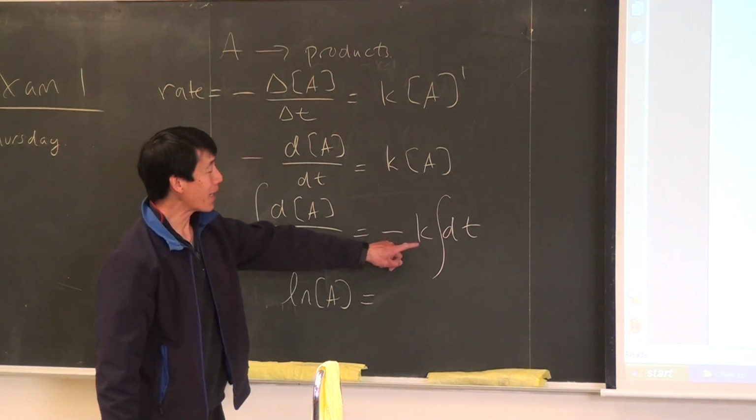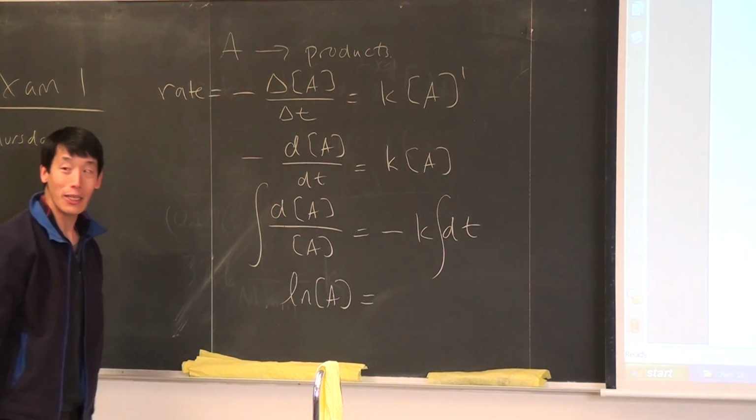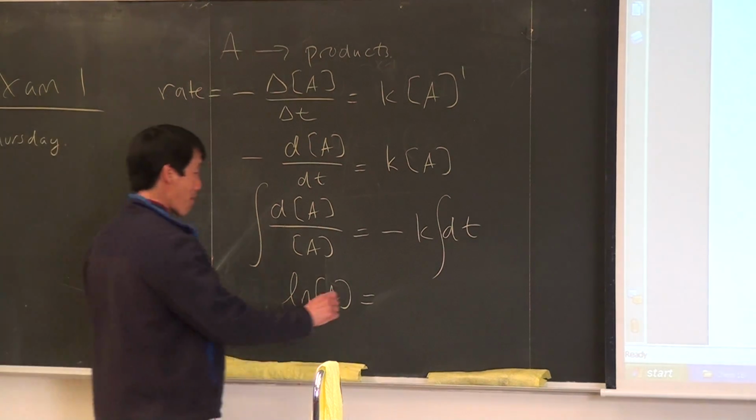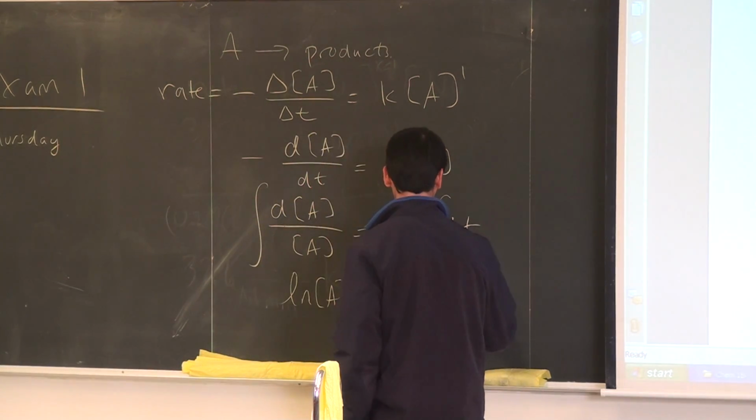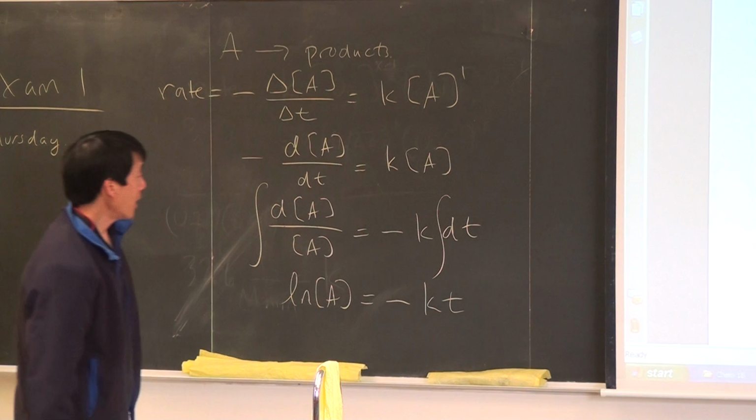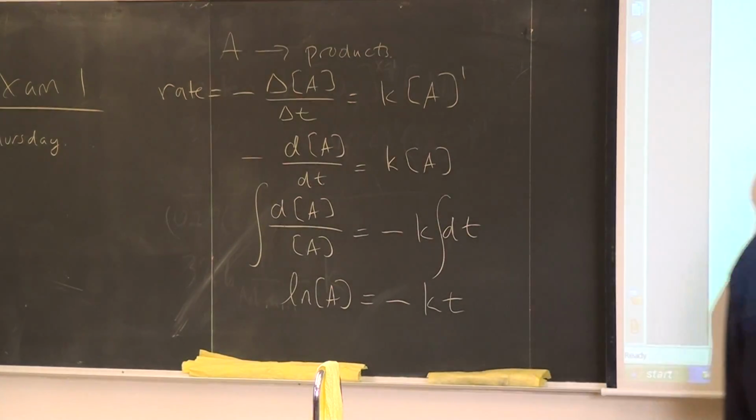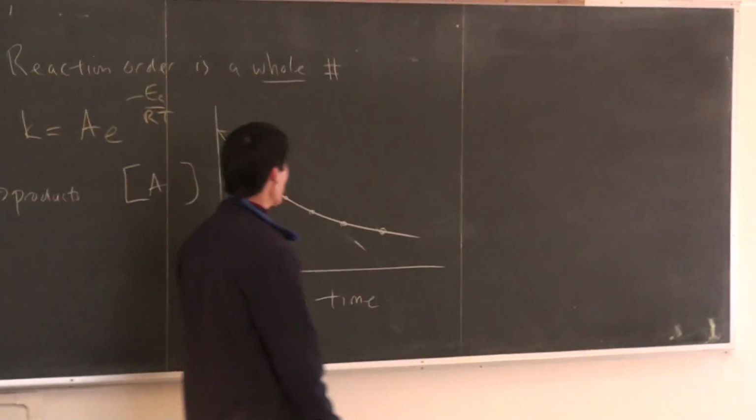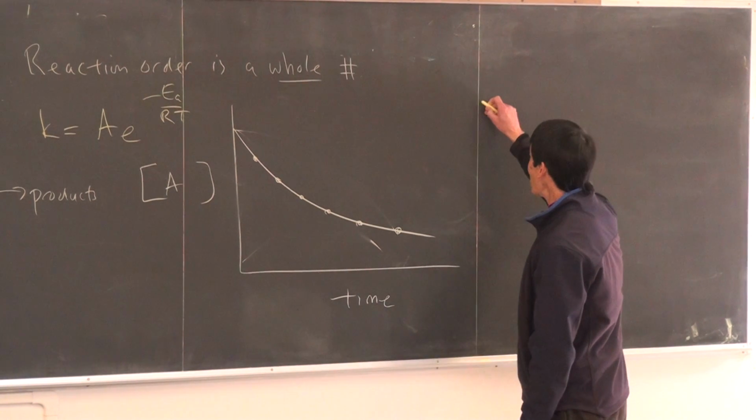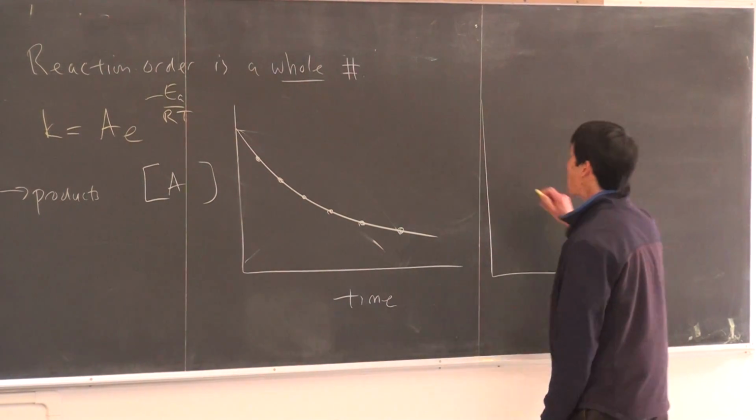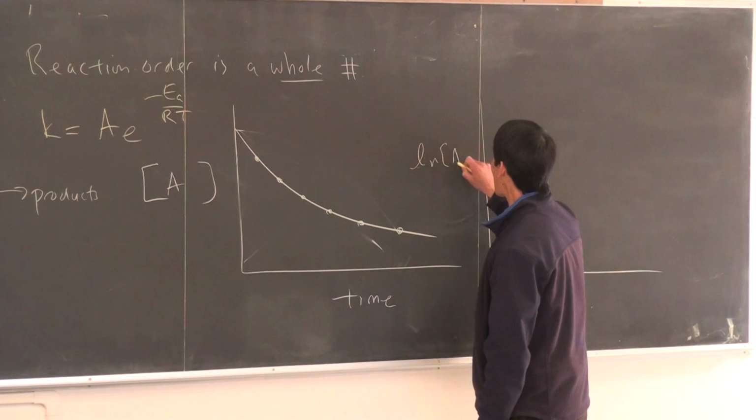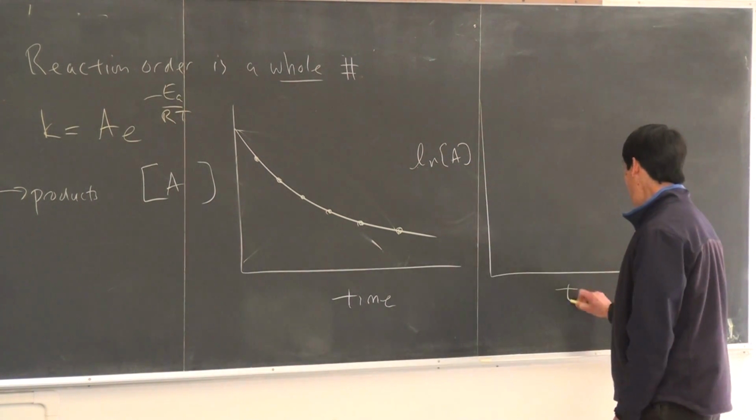Note that k is a constant, so what's the integral of dt? t. Okay, so this is the integrated rate law for a first order reaction. So what we would do is, based on your concentration versus time data, if you assume it's first order, your graph will be plotting the natural log of A versus t.